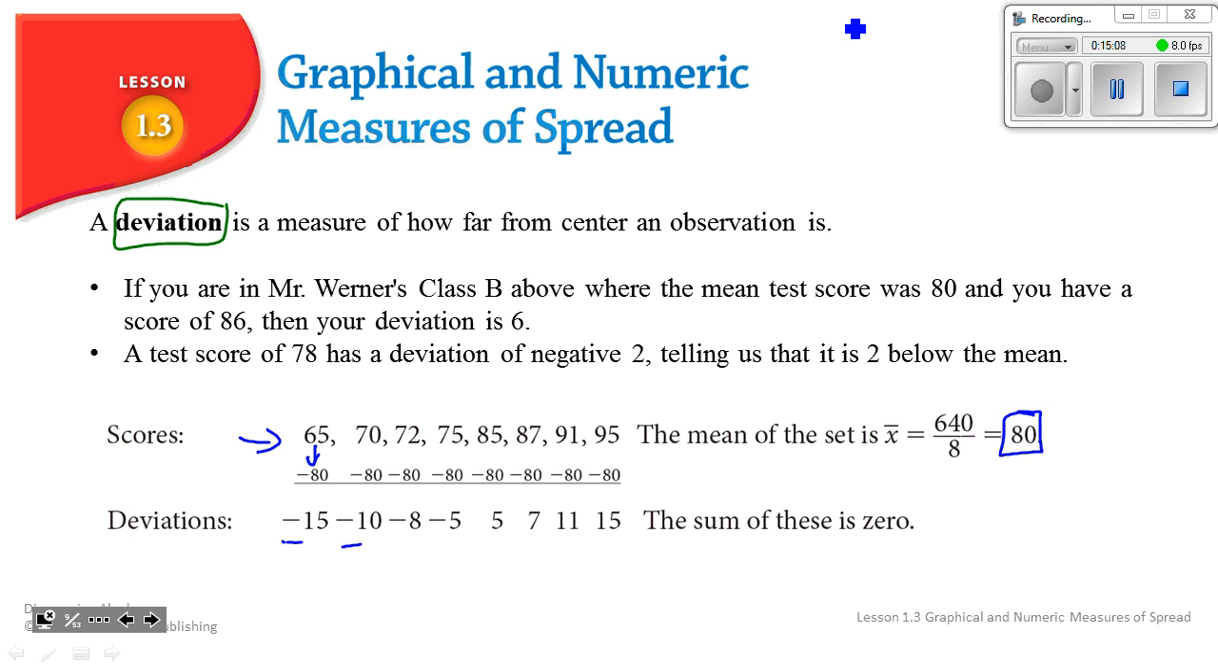So if I do every single deviation, 72 minus 80, 75 minus 80, 85 minus 80, 87 minus 80, 91 minus 80, and 95 minus 80, I'm going to see that the sum of all of those deviations is 0. Okay, so when you do your deviations, you're going to find that that sum is 0.